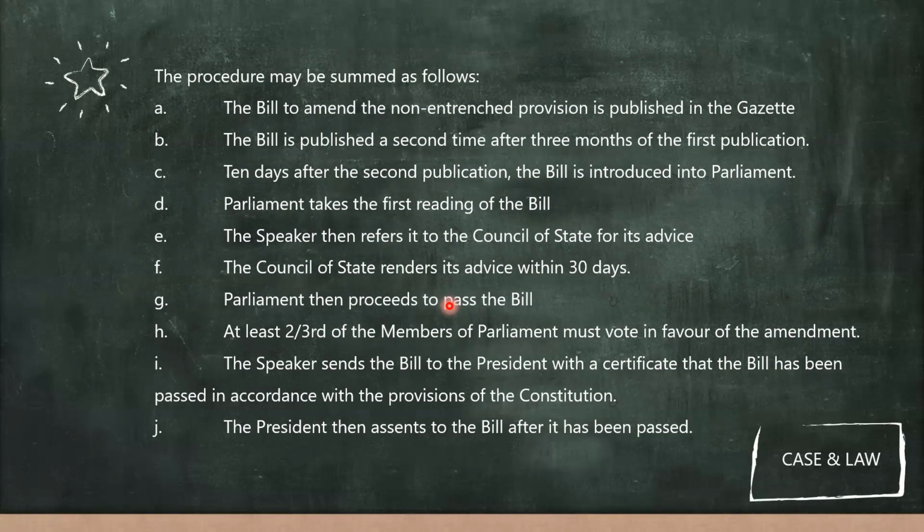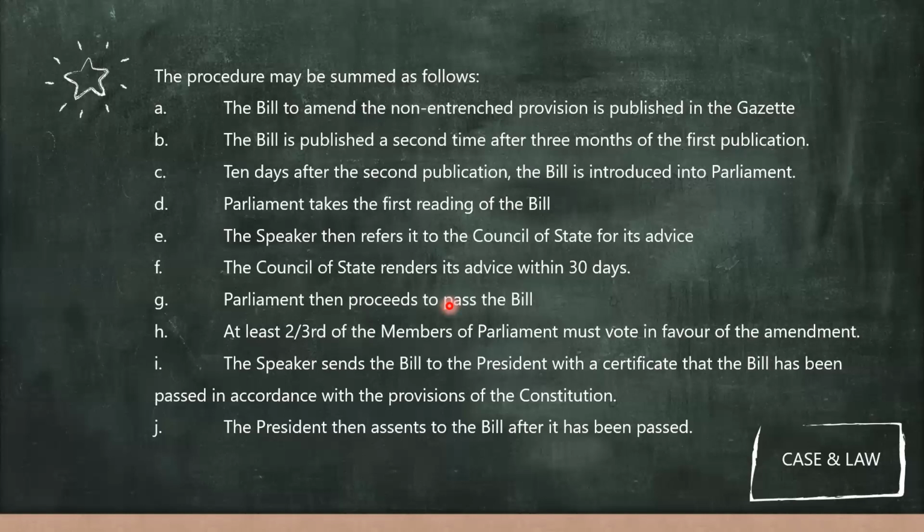But in this one, it doesn't go through that same route. For non-entrenched provisions, it's published in the Gazette two times. There's a first publication, then after 3 months, there's a second one, then 10 days after it has been published for the second time, it is introduced to Parliament. Parliament does its first reading, then the Speaker refers it to the Council of State. So here, you see, the process is a bit different. It's gazetted and published twice before it goes to Parliament, then comes to the Council of State.